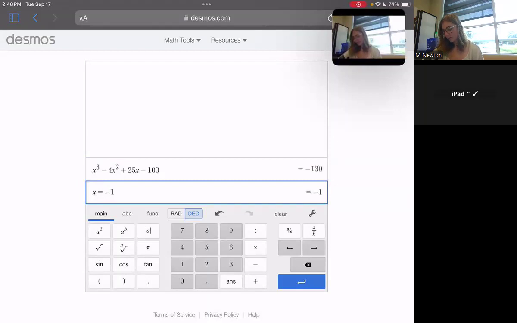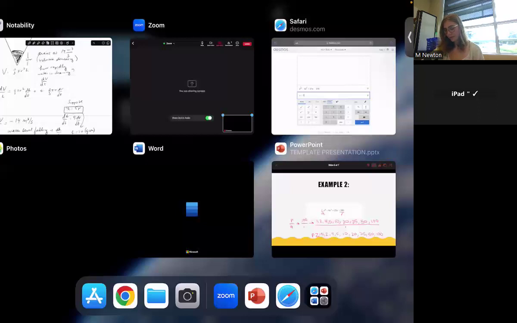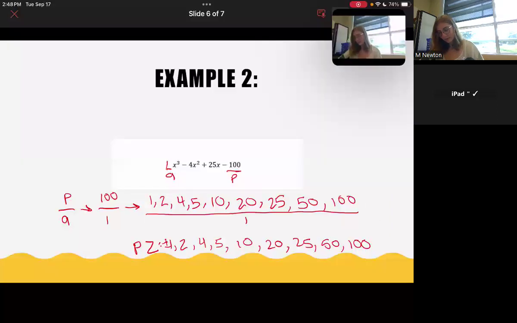So I'll try -1. That doesn't work. 2, -2, 4. 4 works. So now we're going to go ahead with 4. So I'm just going to put a little check mark, positive 4 over here in the corner. And then we're going to take that number and run it through synthetic division. So up here in the top corner, I'm going to put 4 and then each of my leading numbers: 1, -4, 25, and -100.